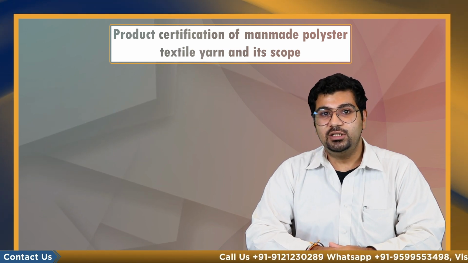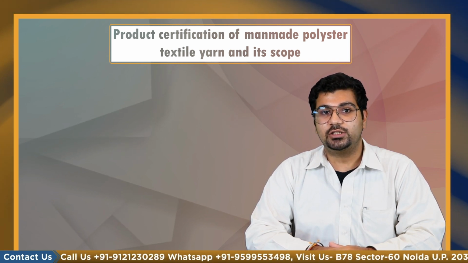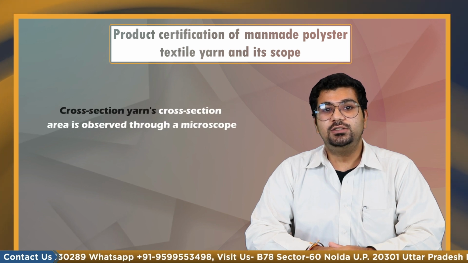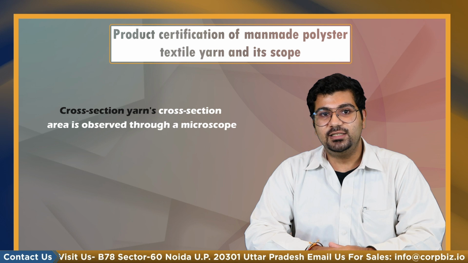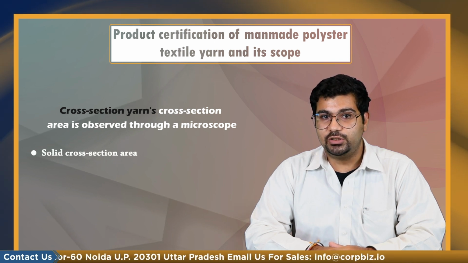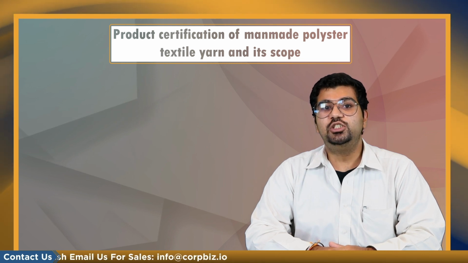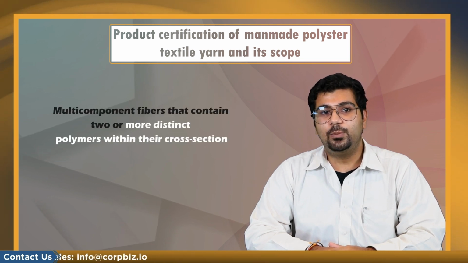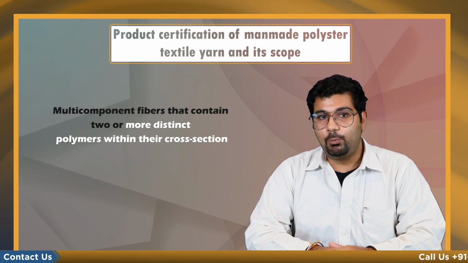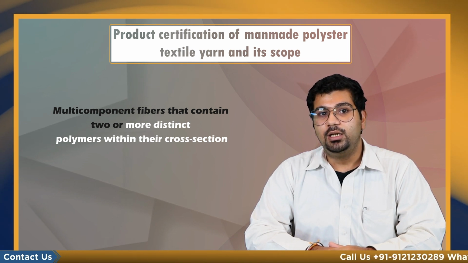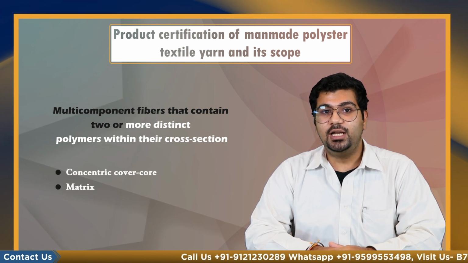Now cross-section shape is one category, the other category is cross-section area. Where the yarn cross-section is observed through a microscope, based on the area observed, it is either categorized as solid cross-section or hollow cross-section. Further on, there is multi-component fiber. Now a multi-component fiber is a fiber that contains 2 or more distinct polymers within its cross-section. They are categorized as concentric core, matrix core and sheath core.